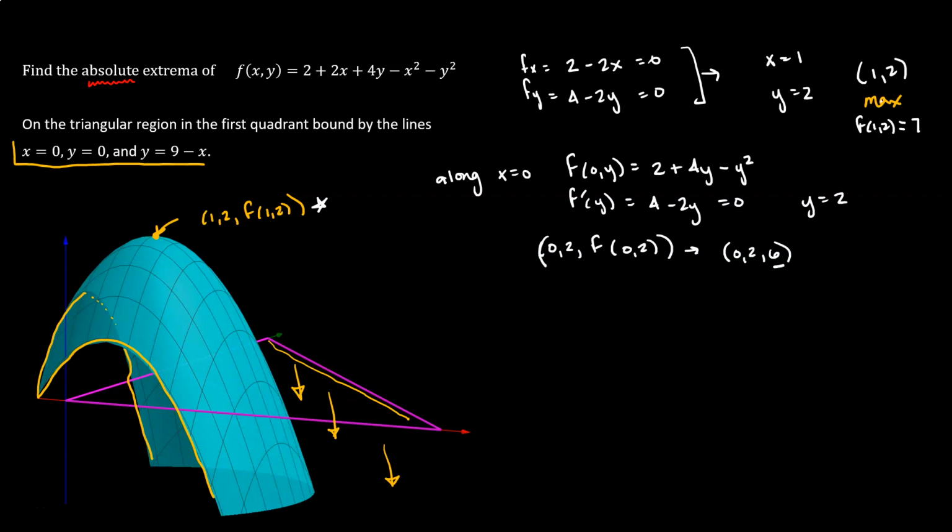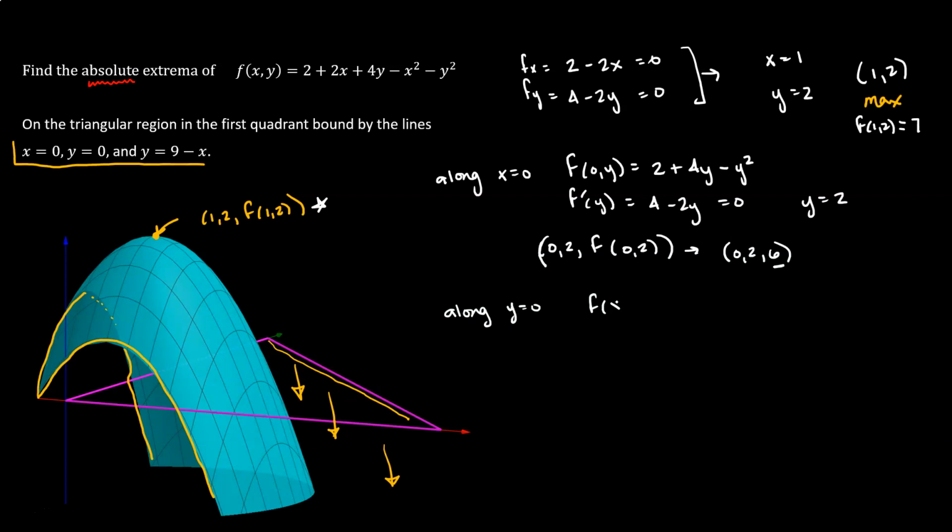So we can see that the true critical point did give us a maximum that was larger than the potential maximum we found along the x equals 0 boundary. So we can rule this out as a max. But we do need to check the other boundaries. So let's look along y equals 0.